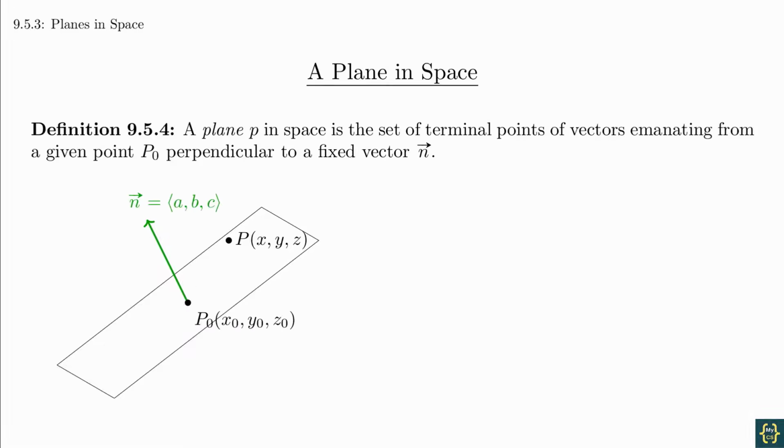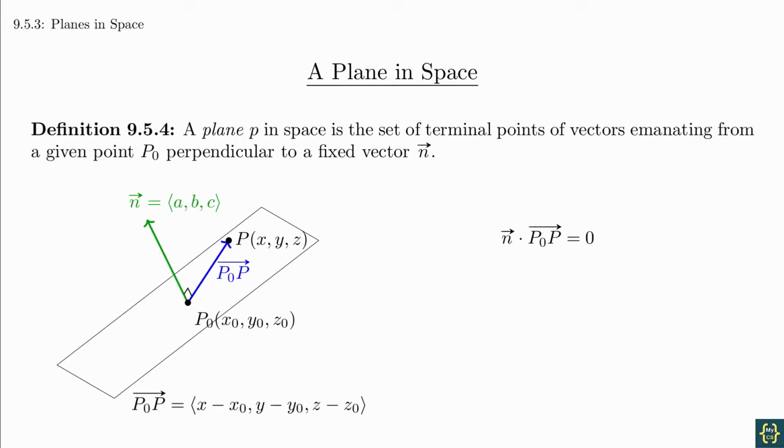To get from the picture to the formula, we're going to use the fact that the dot product of two vectors is 0 when those vectors are orthogonal to each other. We are given the vector n, which we will write as ABC, and we need to get the vector that points from P0 to some point P on this plane. We will call the coordinate of P0 x0, y0, z0, and a generic point P on the plane x, y, z.